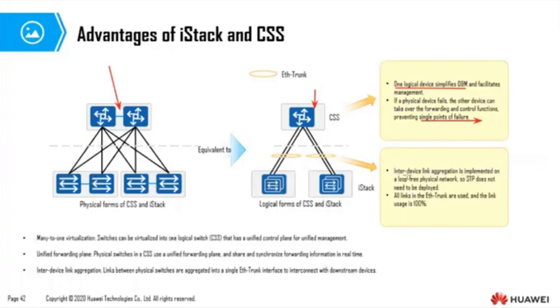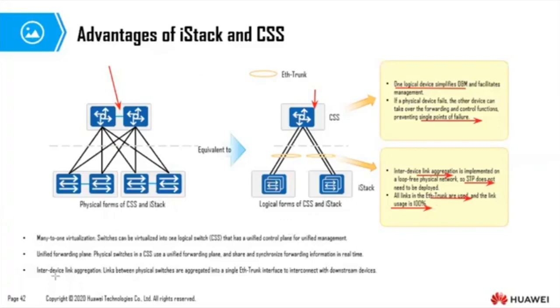So if you do link aggregation, then no STP is going to be deployed because you can't have loops if you use that. Then all links in the Ethernet trunk are used, and therefore the link usage is at 100% because you're not using STP to block some links. You've combined all of them into an Ethernet trunk.